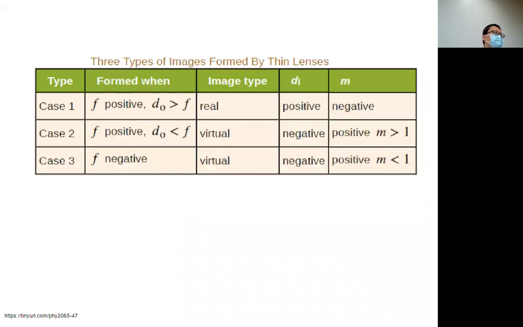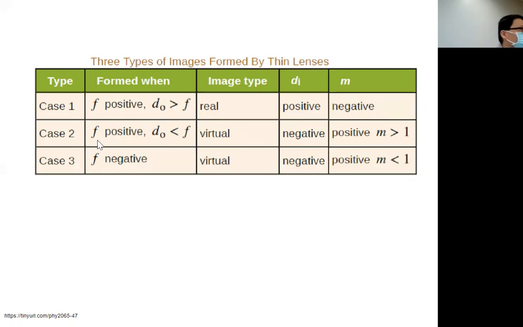To summarize, you can have three types of image formed by thin lenses. The first case is if your focal length is positive, which refers to a convex lens. If your object is beyond the focal point, you get a real image. Because this is a real image, DI will be positive. The magnification will be negative because it's an upside-down image. So HI is negative, HO is positive, in the case M equals HI over HO.